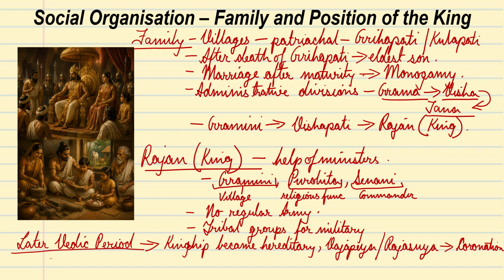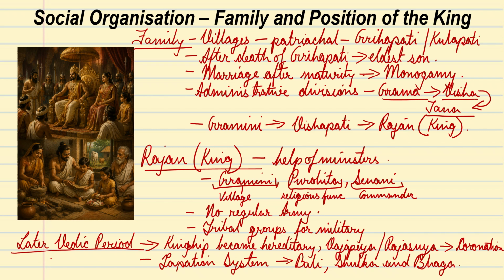The taxation system became more important in the later Vedic period. What were the taxes? The different types of taxes were Bali, Shulka, and Bhaga. So what change do we notice? Kingship became hereditary. There were several coronation rituals associated with the king, and we find the taxation system where Bali, Shulka, and Bhaga became important taxes.